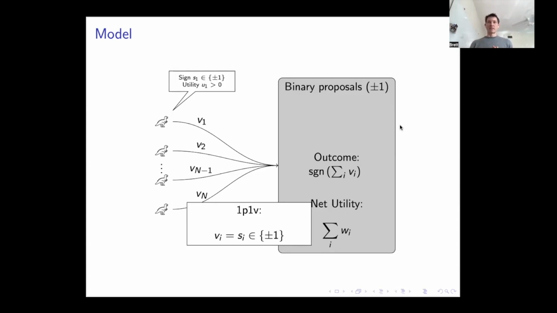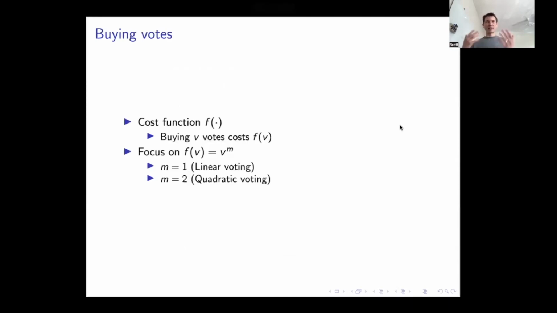The baseline case is one person, one vote. This is a really nice benchmark: everybody just votes their signal, and you add them up, and there's no scaling of any kind. In the quadratic voting setting, a player can choose how many votes to buy, right? How much to stake or how much money to put in, and it costs them f(v). So if you want to buy v votes in either the plus direction or the minus direction, it costs you f(v). And we're going to focus on essentially these two cases.